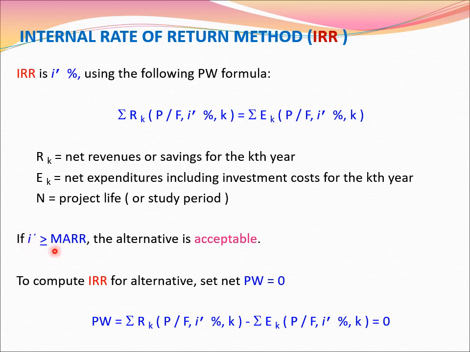If IRR is greater than or equal to our minimum attractive rate of return, MARR, we accept the project. Otherwise, we reject it. And in order to solve this equation, we simply take the difference, revenues minus expenses, make it equal to 0, and solve for the IRR.